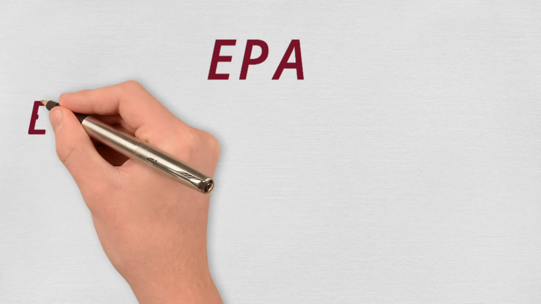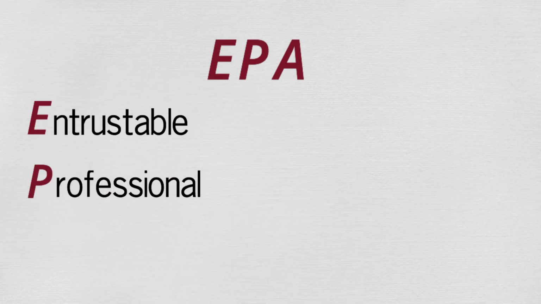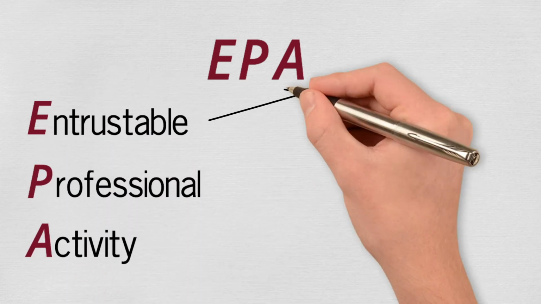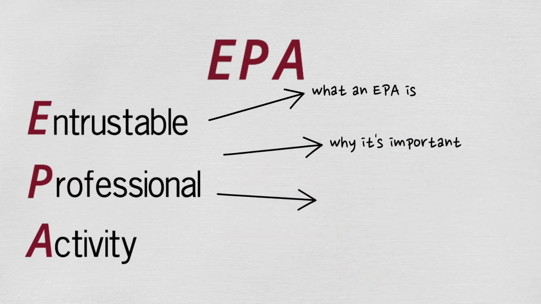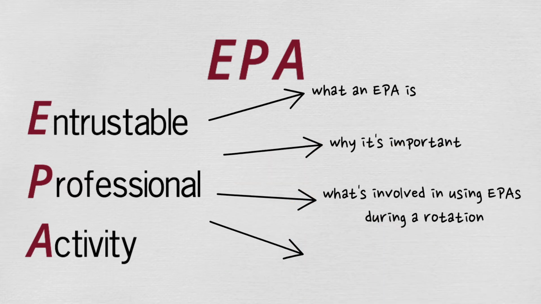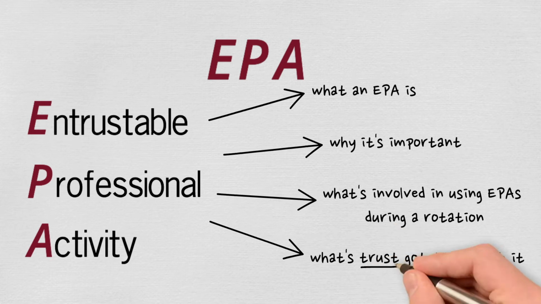This video was created to introduce you to what is a very interesting way of thinking about both learning and teaching. It's demonstrating something called an Entrustable Professional Activity, or EPA. We will cover what an EPA is, why it's important, what's involved in using EPAs during the rotation, and what trust's got to do with it.